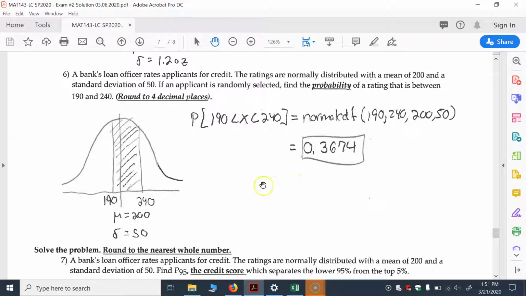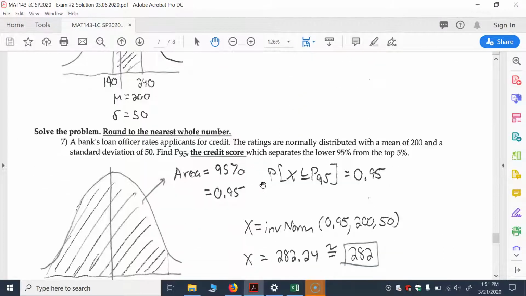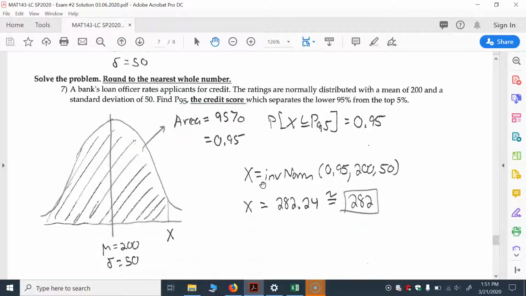Now, just as we can be given X values and find a probability with the normal distribution, we can also do this in reverse. We can be given an area or probability and then have to find an X value using the inverse norm function. That's what problem 7 is. So here, mean and standard deviation is the same, but find the 95th percentile, P95, which separates the lower 95% from the top 5%. So what we're looking at is there's some x value for which the probability less than or equal to that would be 0.95.